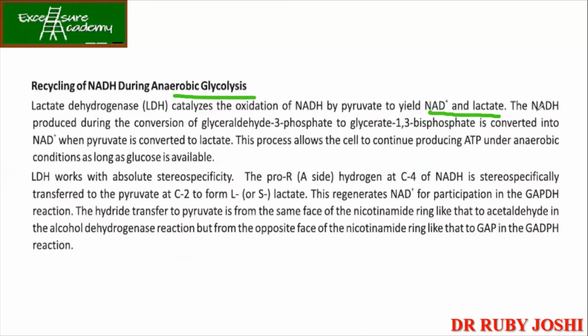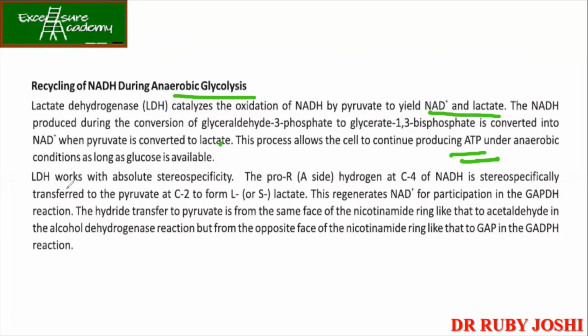Okay? So this NADH produced during the conversion of glyceraldehyde 3-phosphate to glycerate 1,3-bisphosphate is converted into NAD plus when pyruvate is converted to lactate. So this process will allow the cell to continue producing ATP under anaerobic condition as long as glucose is available. Okay? So here I have no tension about whether I have oxygen or not, because my muscle cells are able to produce ATP.